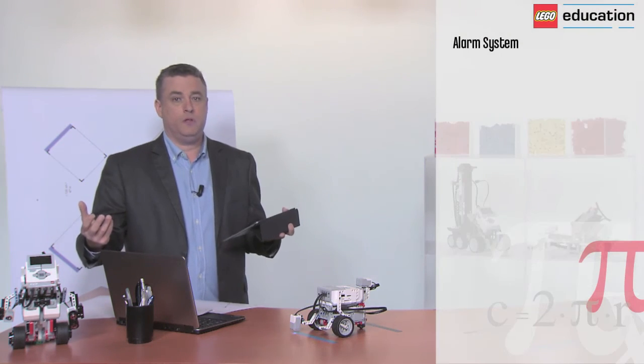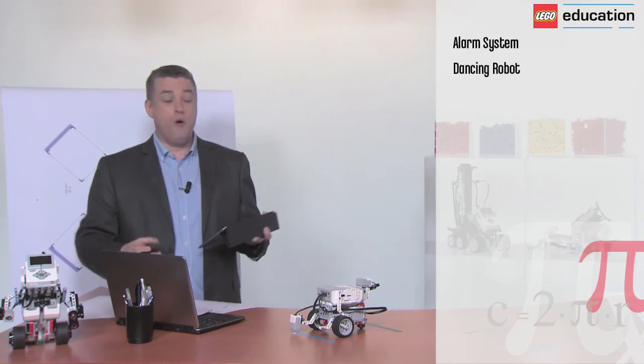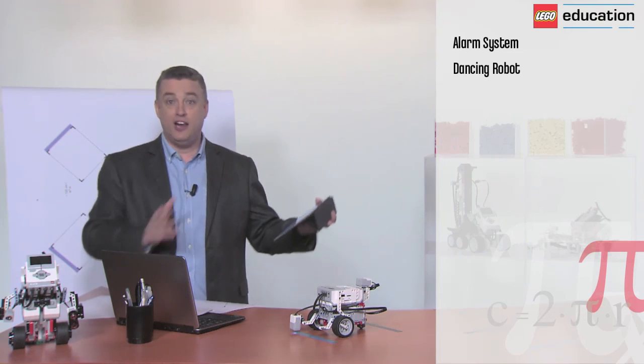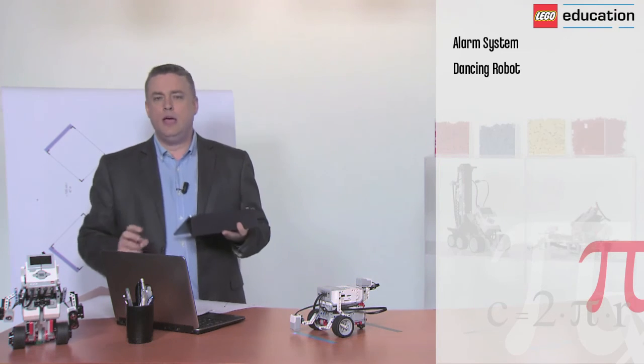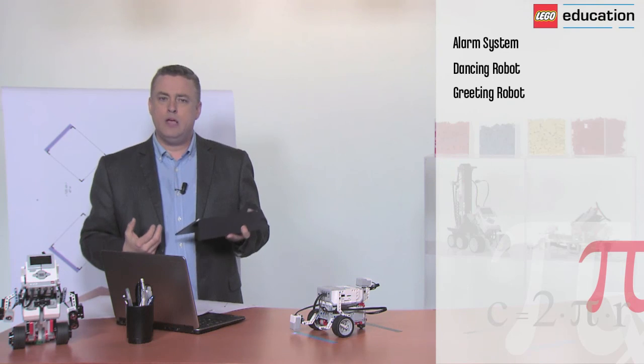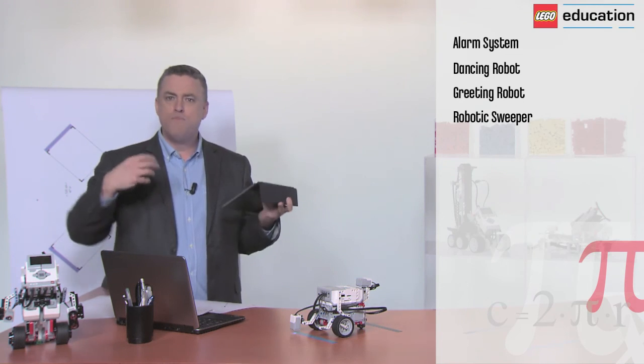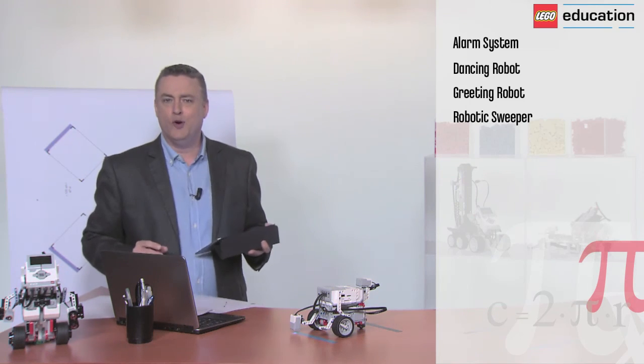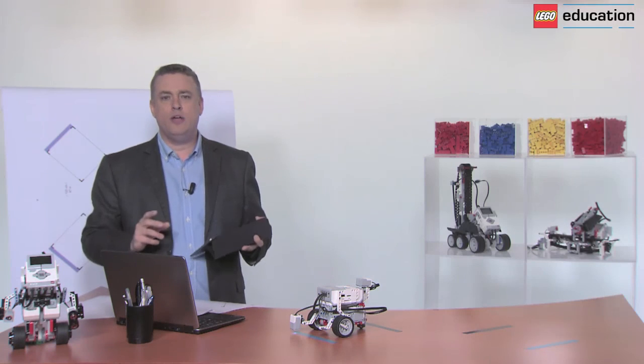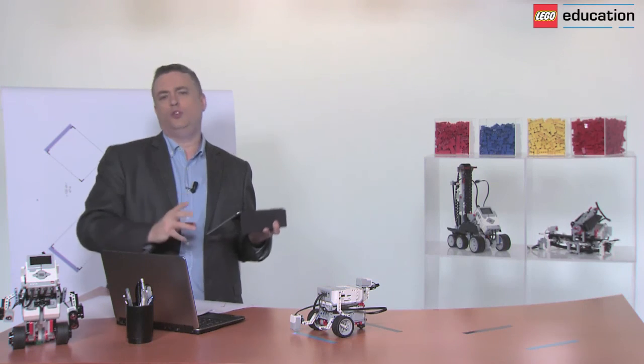Build an alarm system. Get a robot to dance on the table. Fantastic if you get 3 or 4 doing a line dance. Absolutely looks brilliant. Get a robot to come and greet somebody. And also, final one, build a robotic sweeper to go and clean your kitchen floor. One of the things we really hope, though, is that you design your own solutions as well.